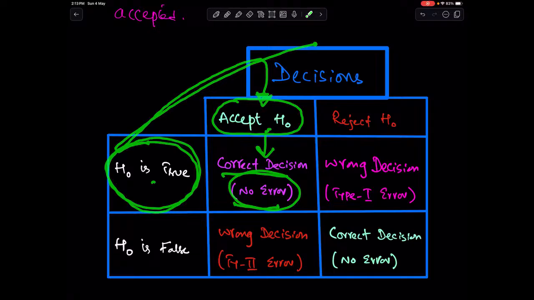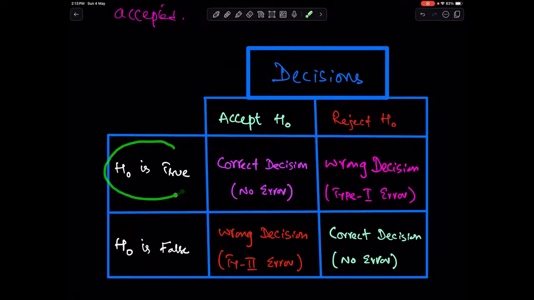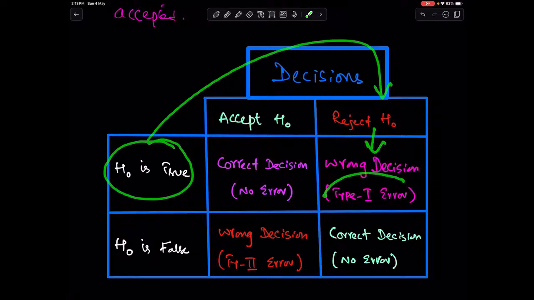The other possibility: originally H naught is true and the decision is reject H naught. So this is the wrong decision, and this means type 1 error.